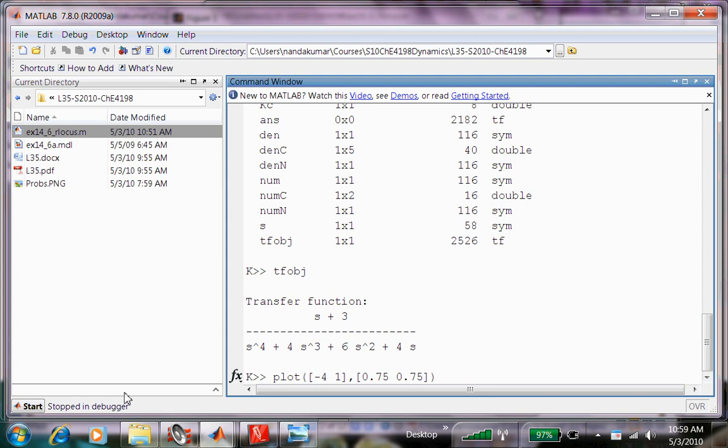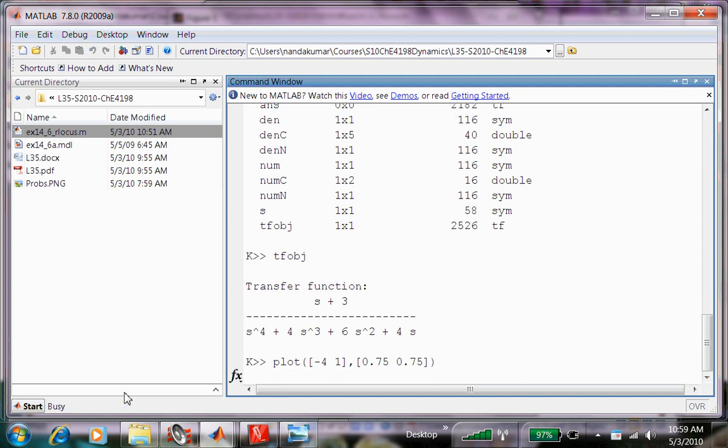It's a plot command. So it's plotting. What does the plot command do typically? X comma y. It takes a set of vectors x, set of vectors y, and connects them point by point. So here it's going to connect one point, which is at minus 4, 0.75, to another point, which is at x equal to 1, y equal to 0.75. So it's going to draw a horizontal line, okay, on that graph.